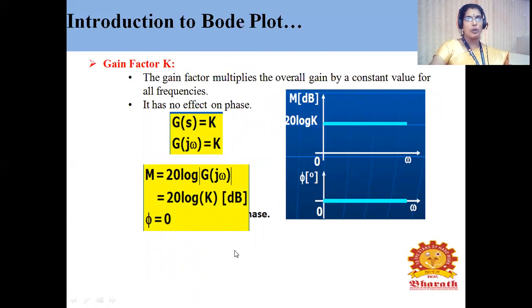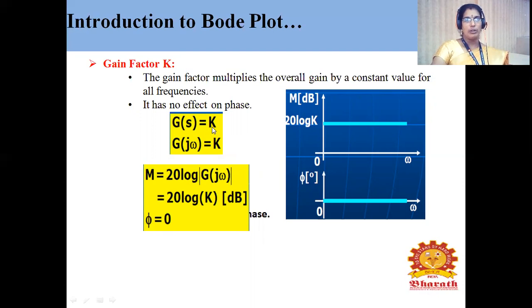Let us consider the gain factor first. The gain factor multiplies the overall gain by a constant value for all frequencies. It has no effect on the phase because K is nothing but the gain factor. It is considered as a constant. Initially, we will take it as 1 and proceed with the analysis, and then finally we will substitute that value and find the value of K. So it is only a constant. It is related only with the magnitude, which has no effect on the phase.